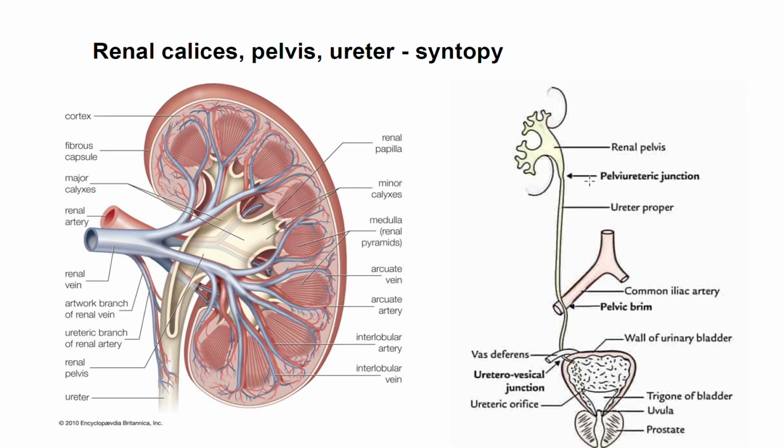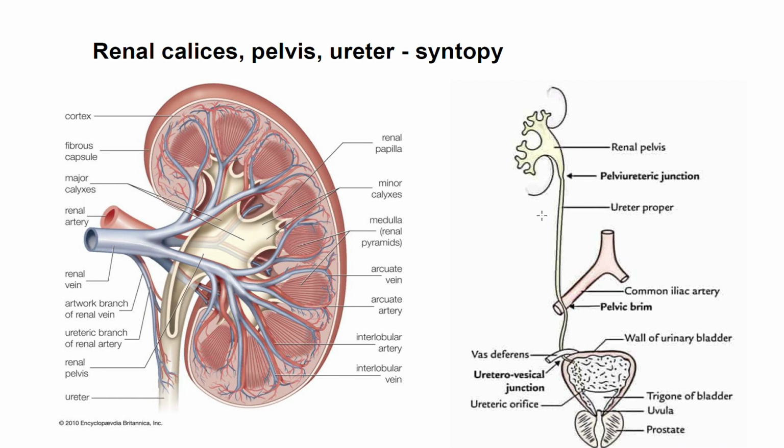Now, as we all know, they are two thick muscular tubes which are about 25 centimeters long, and it transports the urine from the renal pelvis all the way to the urinary bladder. And these are also retroperitoneal. Now, there are three important parts of the ureter: the abdominal part, the pelvic part, and the intramural part.